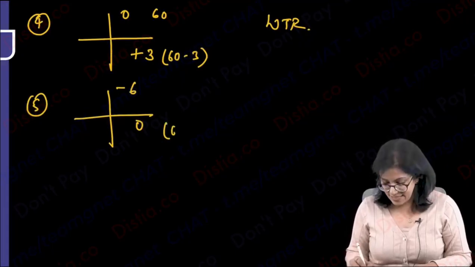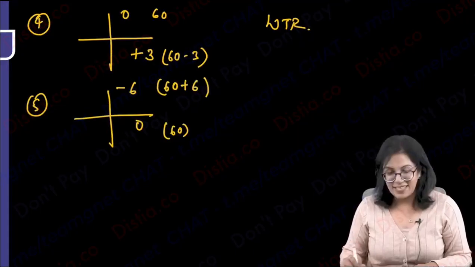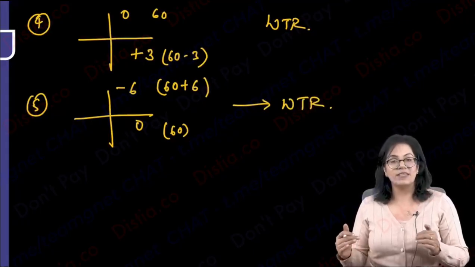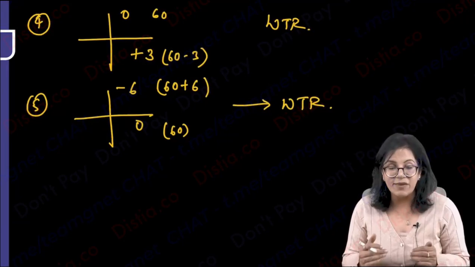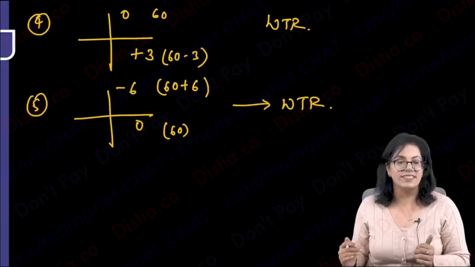Again, this is 60, but this is 60 plus 6. It is minus, which means myopia. So it is with the rule astigmatism. I hope it is very clear to you how to see which power is more and then declare with the rule or against the rule astigmatism.